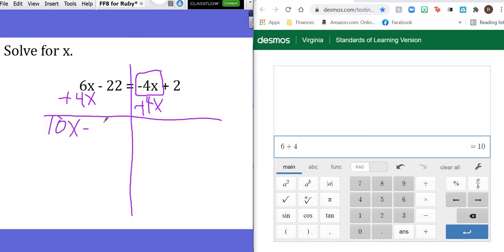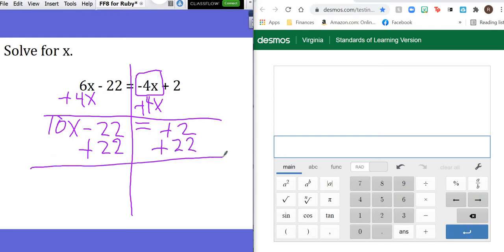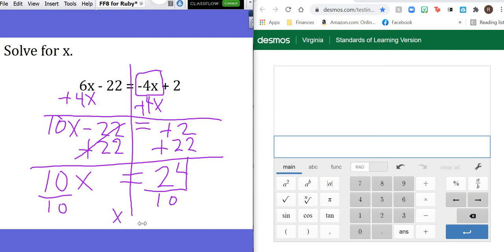So I'm going to come to my calculator, and I'm going to do 6 plus 4 is 10x minus 22 equals positive 2. Then I'm going to cover up the 10x with my thumb, and I see a negative 22 there. So the opposite of negative 22 is positive 22. So I'm going to bring my 10x down, and I'm going to come to my calculator, and 22 plus 2 is 24. All right, so finally I've got 10x equals 24, so that means I need to divide each side by 10, and that means x is going to give me 2.4.